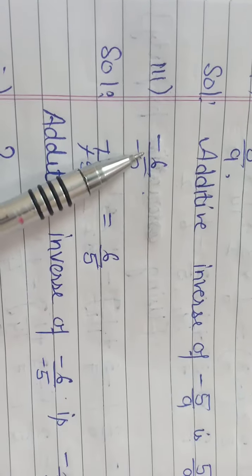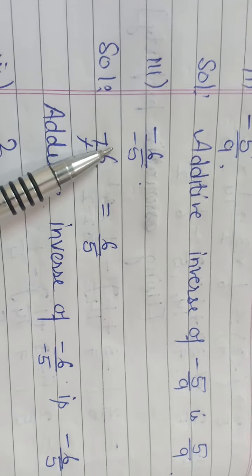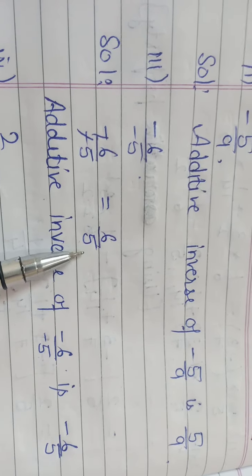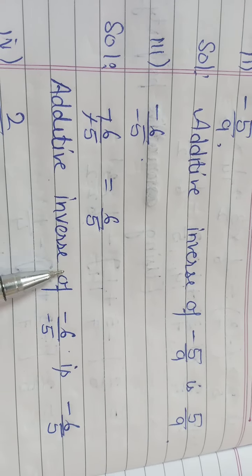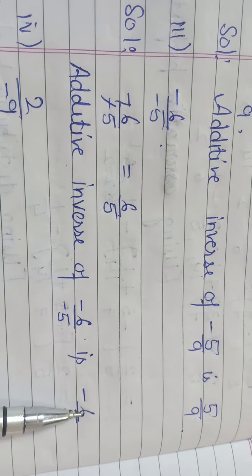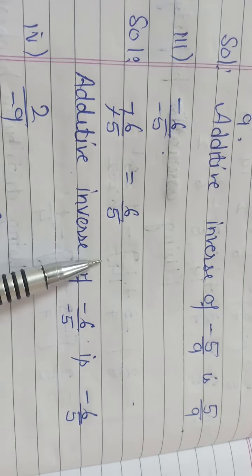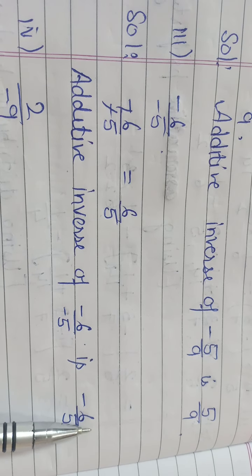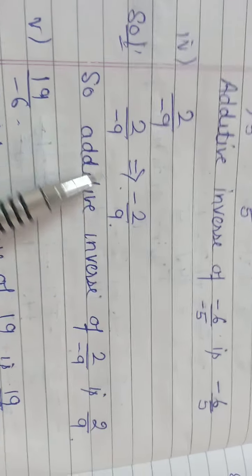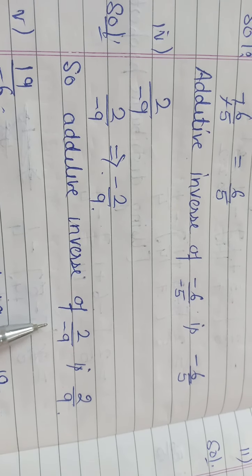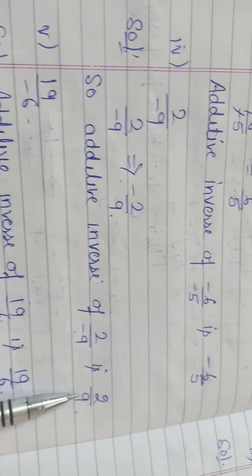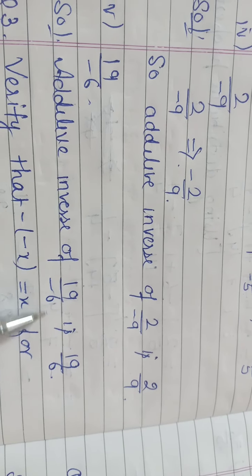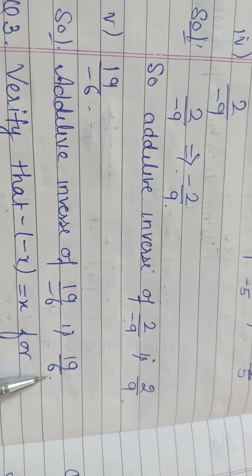And additive inverse of minus 6 over minus 5. Firstly, we cut these two, minus cancels with minus. So the answer is 6 by 5. So now we find the additive inverse of 6 by 5, that is minus 6 by 5. Because here a positive term occurs, so additive inverse is negative 6 by 5. And additive inverse of 2 by minus 9 is plus 2 by 9. Next, additive inverse of 19 over minus 6 is 19 by 6.